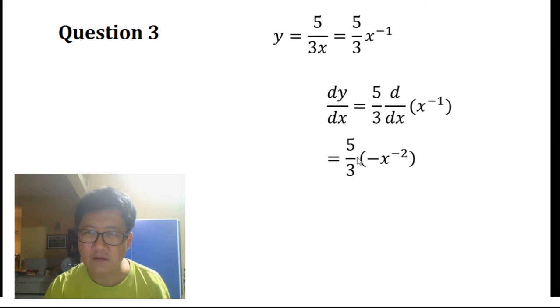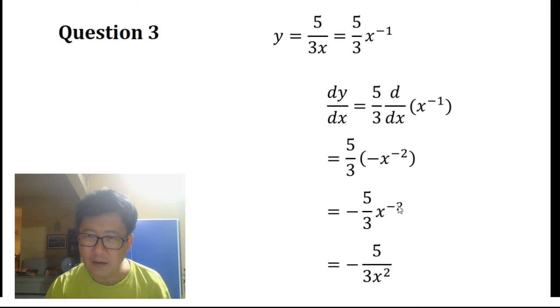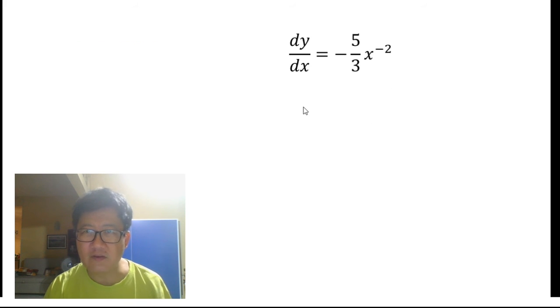So what we get is 5 over 3. When we differentiate this, we get a minus x to the power minus 2. After that, of course, we simplify this. The minus comes from here, so minus 5 over 3 x to the power minus 2. Or we can bring the x down and have x to the power 2 in the denominator in this format. So this is our dy dx, and then after that, of course, we have to get our d squared y dx squared.